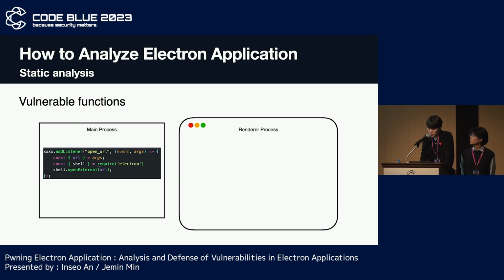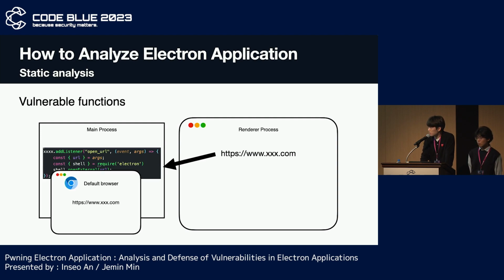First, find the part that handles the URL. For Electron, the ability to open external pages or apps is usually implemented through a function called openExternal. This function is responsible for opening a URL with the default setting on the user's PC. If users deliver a specific web page URL as an argument, it opens the URL in the default browser on the user's PC.